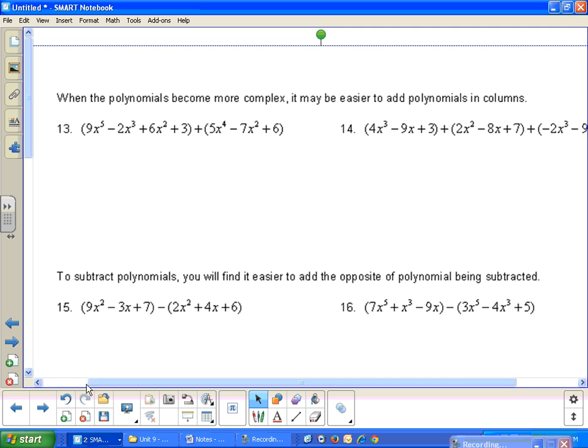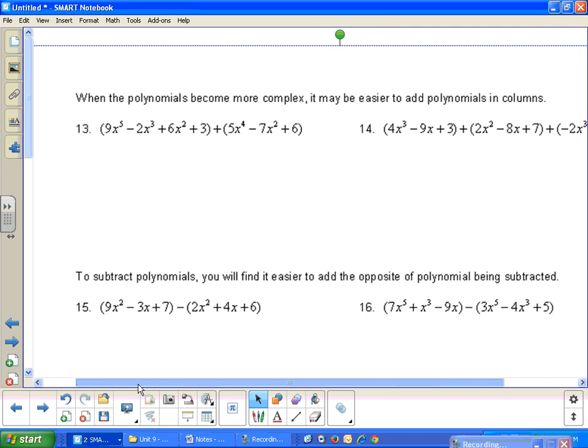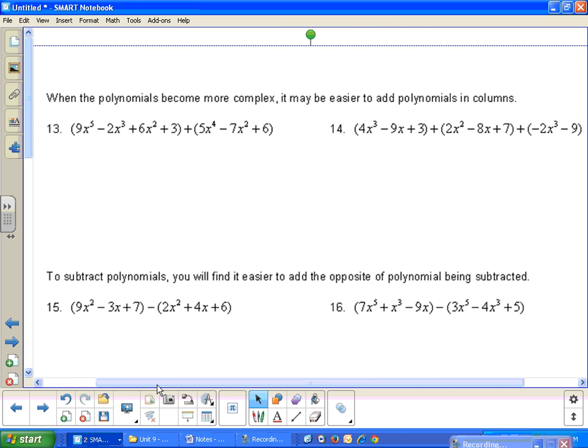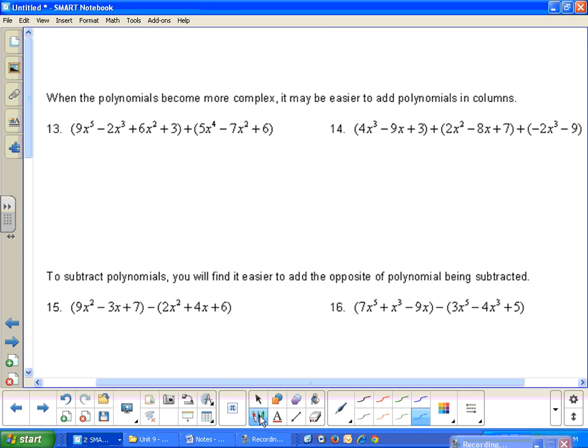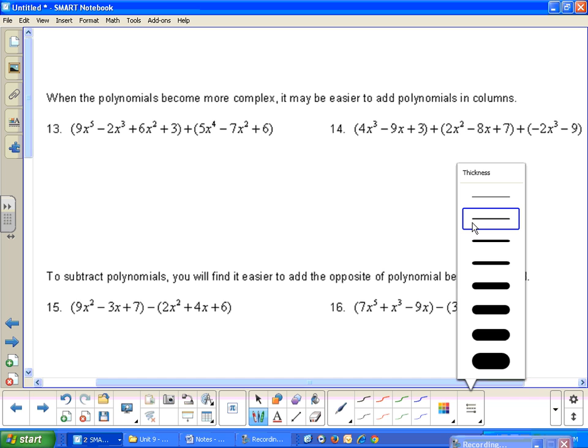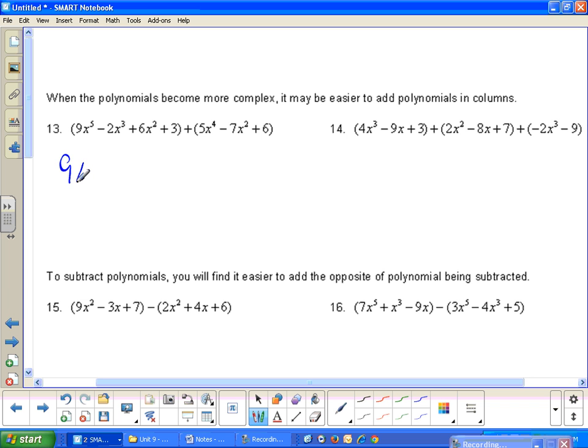Okay, so when the polynomials become more complex, then sometimes it's easier if we add them in columns. What they mean by that is that we can line these up where the same like terms are together. The problem is that sometimes we're missing a term. So in this case, if you're missing one, we need to rewrite it leaving a space for that term. You can say maybe 0x to the 4th minus 2x to the 3rd plus 6x squared.